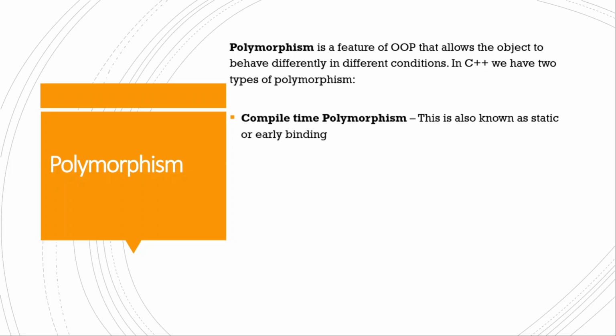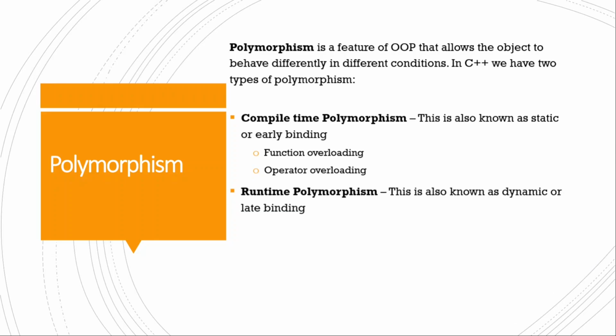First, we have compile-time polymorphism, and this occurs when the compiler selects the appropriate function at compile time. And this is achieved by function overloading and operator overloading. Secondly, we have runtime polymorphism, which is also known as dynamic or late binding, and it's achieved when the object's method is invoked at runtime instead of at compile time. So we see here function overriding and the use of pointers are how we achieve runtime polymorphism.